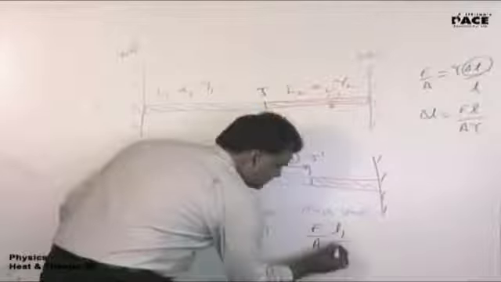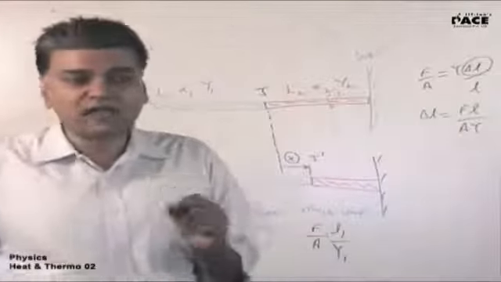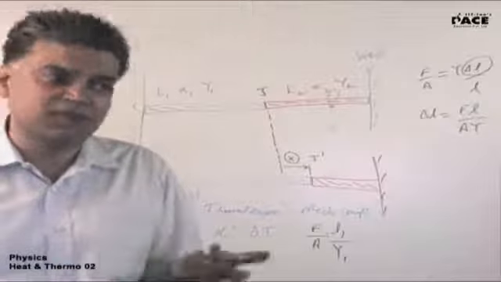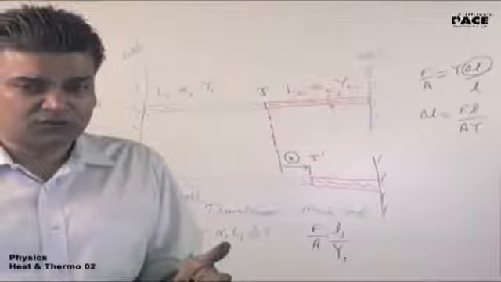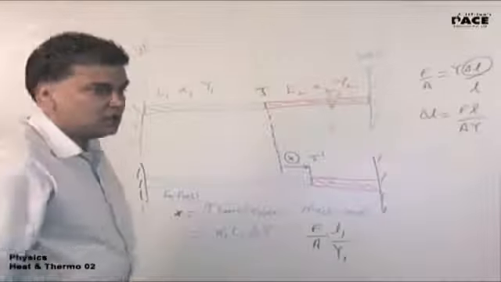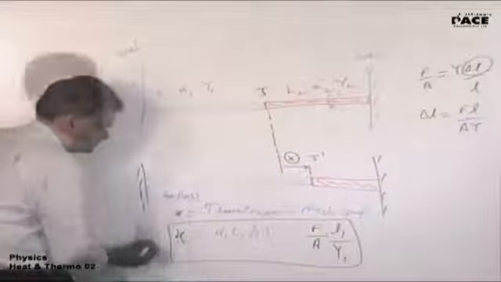X equals L1 by Y1 times F by A. I'm not saying F1 by A1 because F by A is the same for both the rods. But the length will be different, Y will be different. Is that okay? X equals so much. Can I say this is equation 1?